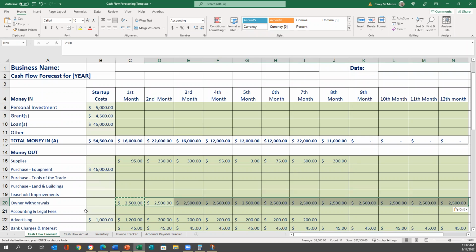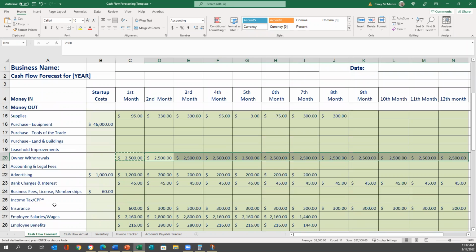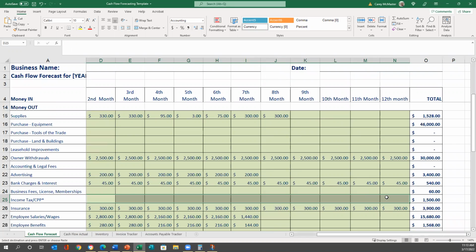I've also anticipated, based on my revenues, I'm going to be paying income tax and CPP, and I'll show you how I came up with this number in a minute. I need to set aside $1,500 a month to be able to pay my income taxes at the end of the year and my CPP. And keep in mind that you have to pay CPP for yourself and as the employer. So as a self-employed individual, you're actually paying both sides of the CPP.